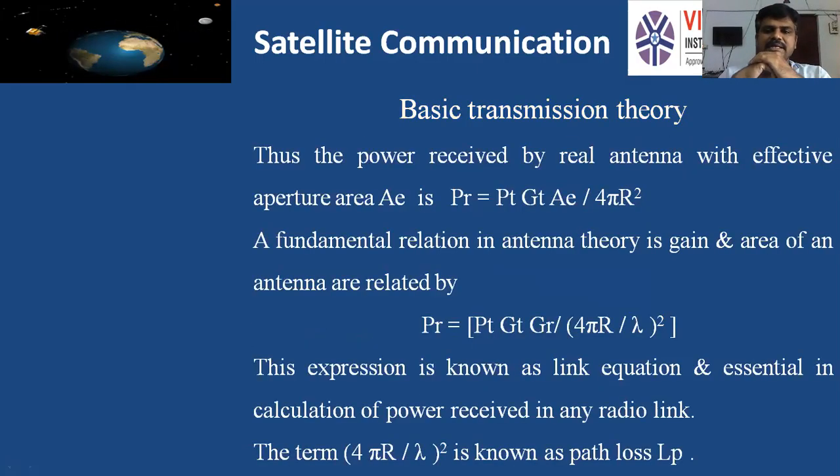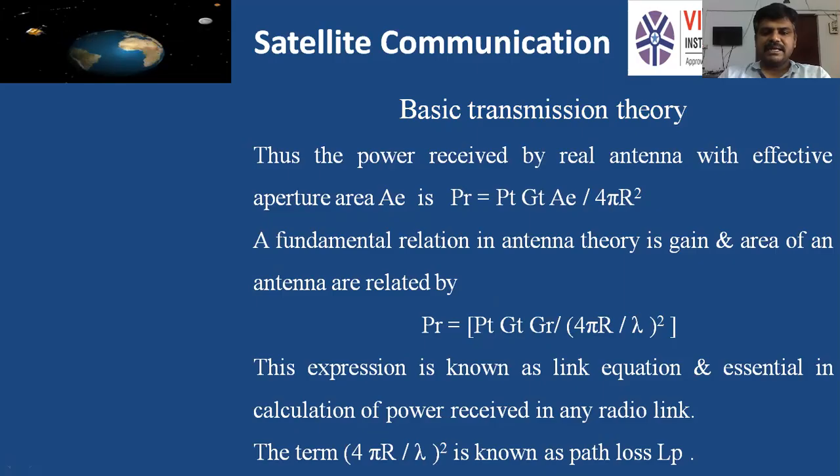Thus the power received by the real antenna with the effective aperture area is given as Pr equal to, we already know this relation, PTGTAE by 4 pi r square. Okay, so the power received by the real antenna at the earth station is PTGTAE by 4 pi r square.